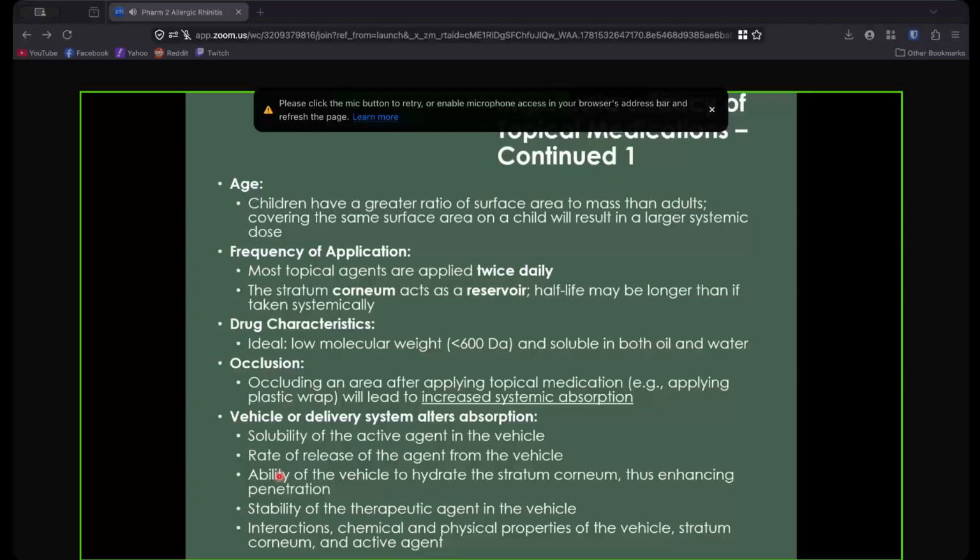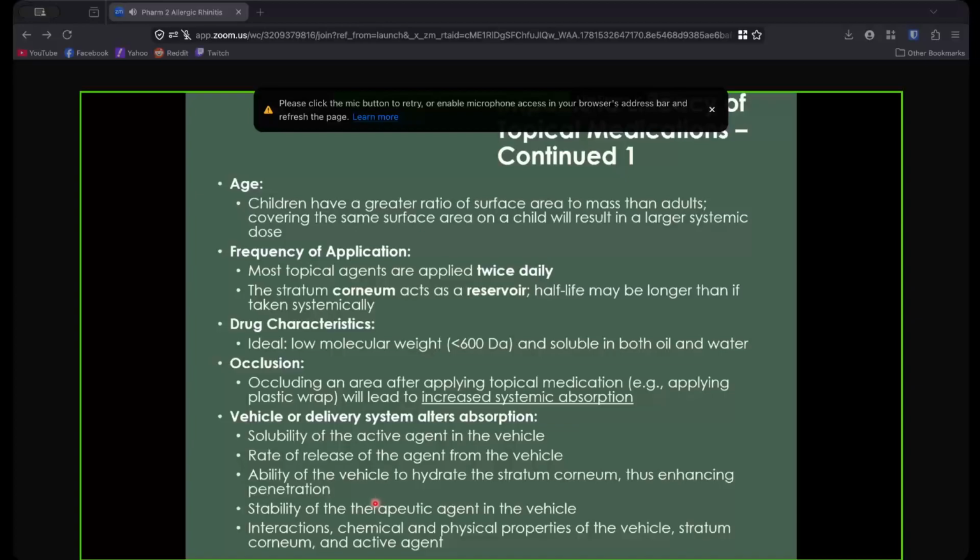And then when you look at the vehicle or the delivery that we have, that vehicle is going to matter a lot. Depending on, let's say I use something that's an ointment. An ointment is very hydrating to the skin. And like I just told you before, the more hydrated skin is, the more it's going to absorb. Therefore, you can see increased penetration, right? Because increased absorption, because it's going to get through that skin easier because it's not dry.